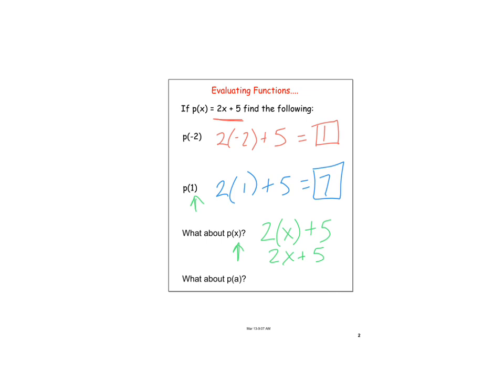And then the next one says, what about p of a? I'm just plugging in an a where I see x. So this becomes 2a, because 2 times a is 2a, plus 5. So the same way that you plug in numbers, you plug in letters. It's just that our answers now are expressions rather than actual numbers.